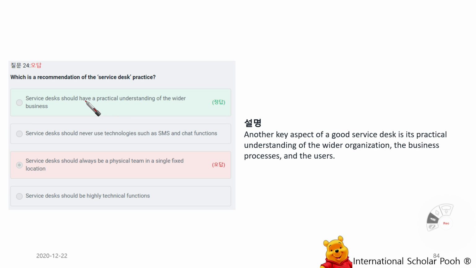Which is a recommendation of the service desk practice? The service desk should have a practical understanding of the wider business. Another key aspect of a good service desk is practical understanding of the wider organization, its business processes and users.